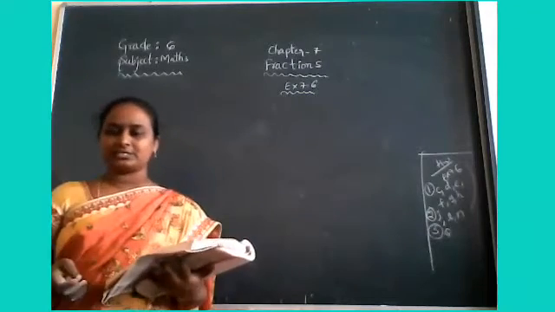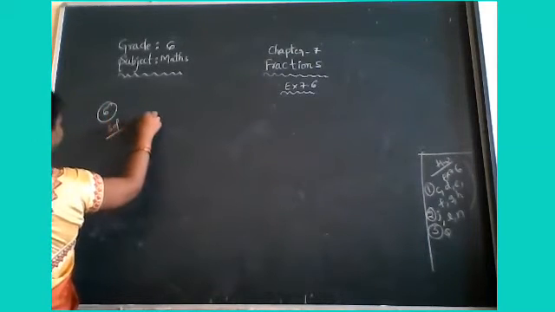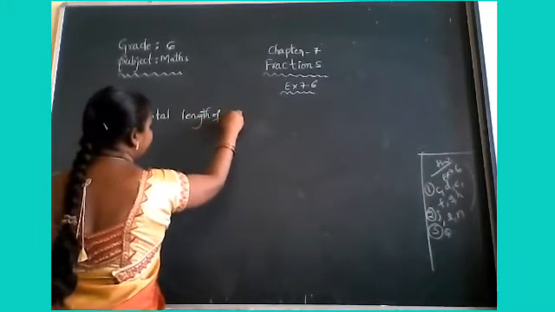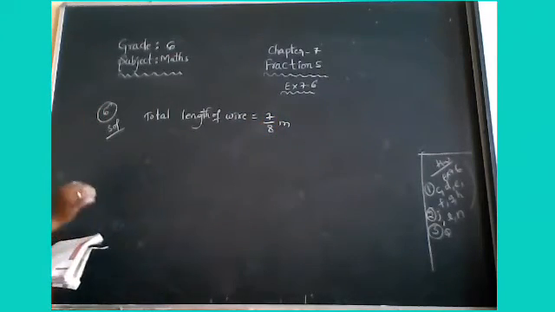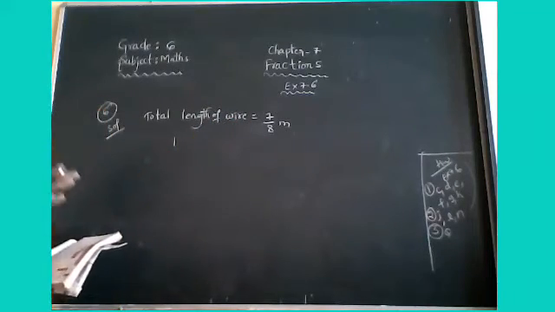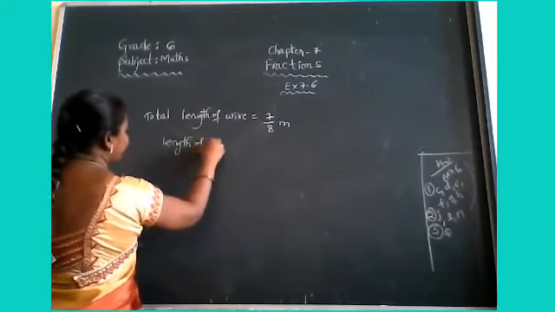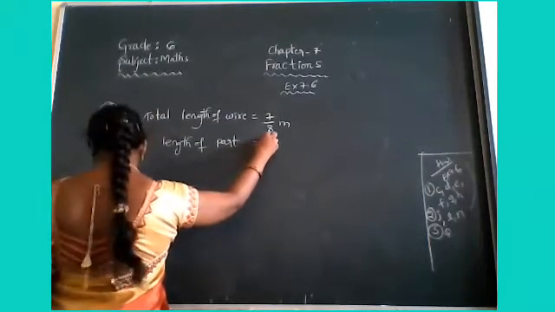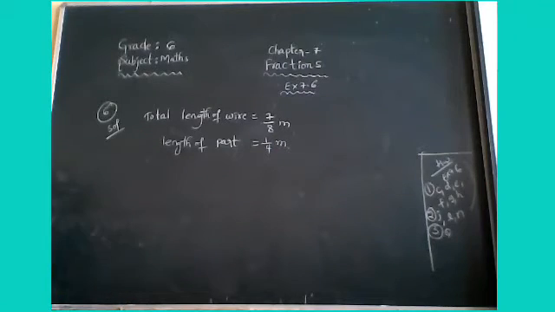Okay, first write the given values here. First, the total length of wire is how many meters? 7 by 8 meters. The wire is broken into two pieces, and one part is given. What is that? The length of wire of one part. How many meters is that? 1 by 4 meters.